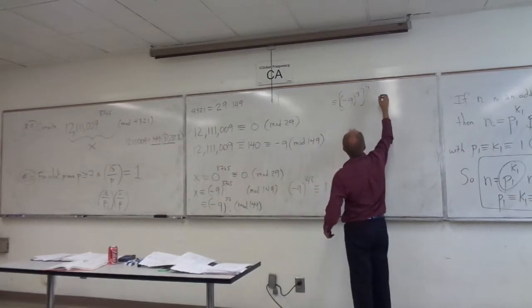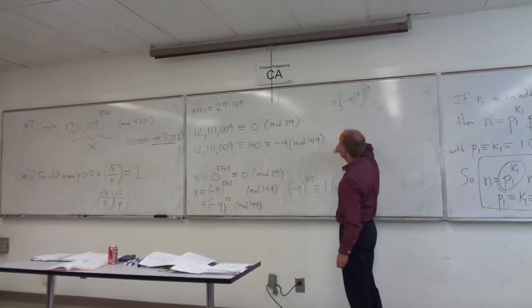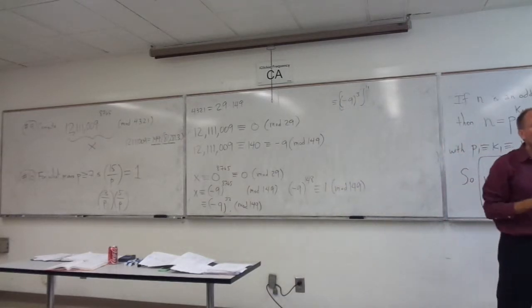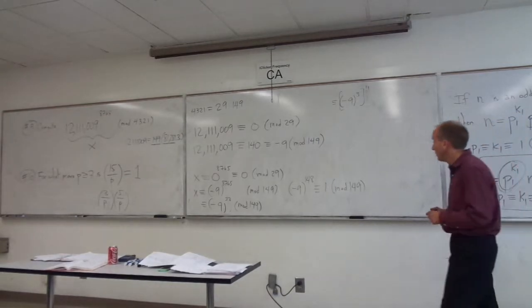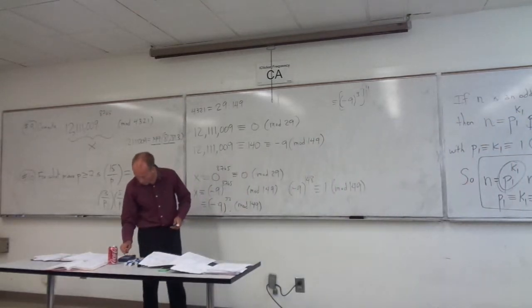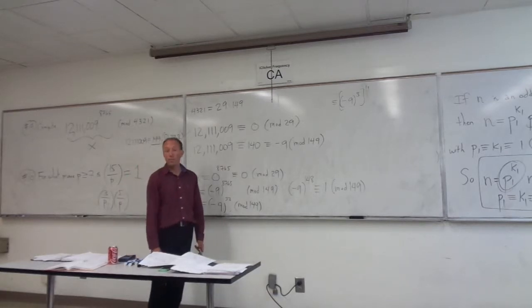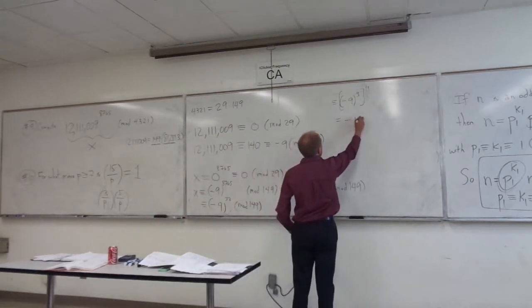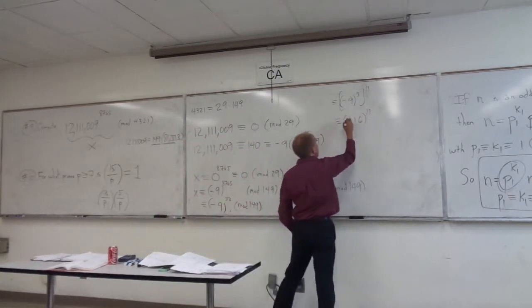So can somebody tell me in mod 149 what negative 9 cubed, or 729, is? 133. 729, and we're doing this in mod 149. 133, or negative 16 might be better. Oh yeah, that looks better. So negative 16 to the 11.